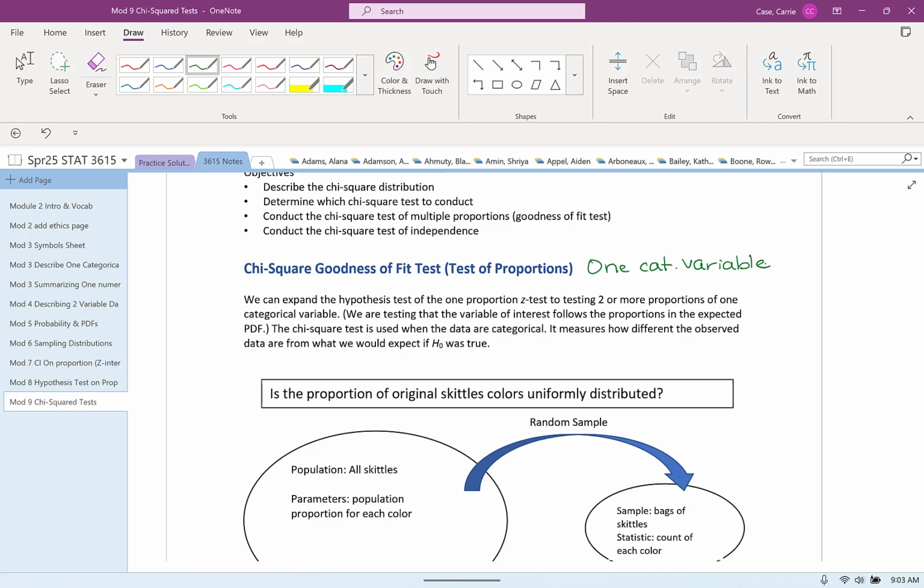The chi-square test is used when the data are categorical and it measures how different this observed data, our sample data, is from what we would expect if the null was true. So we're looking at the difference between the observed and expected counts.